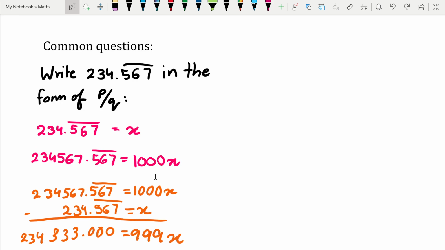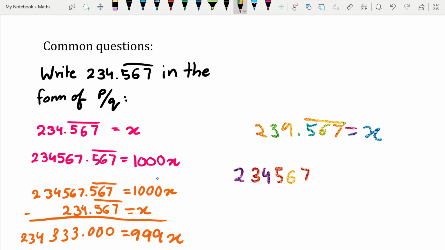So now one common question is write 234.567, which has a bar on top, meaning it's repeating, in the form of p by q. Now we know that it is rational, so we can write it in the form of p by q because it's repeating, right? So now let's say 234.567 repeating is equal to x. So 234,567.567 repeating is equal to 1000x, right?